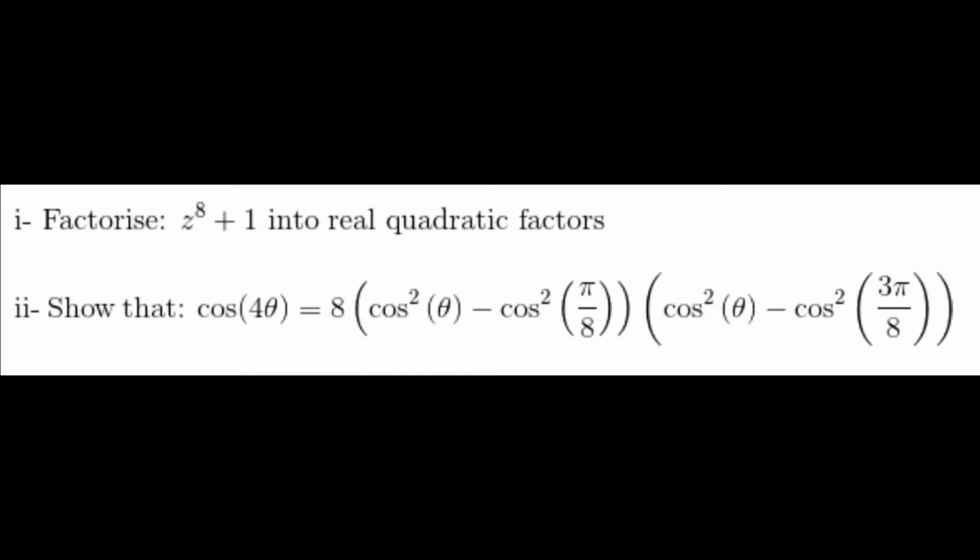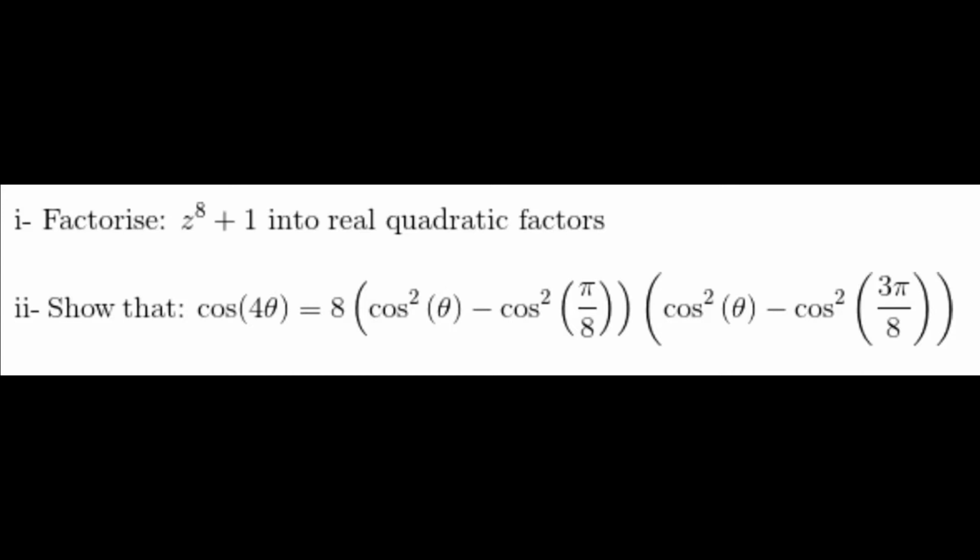In this video, I'm taking a look at part 2 of the two-part question here. So part 2 says to show that cos 4θ equals 8 times (cos²θ − cos²(π/8)) times (cos²θ − cos²(3π/8)). And this follows on from part 1, which I've just tackled in a separate video. So if you haven't seen that video, I'd recommend you go take a look.